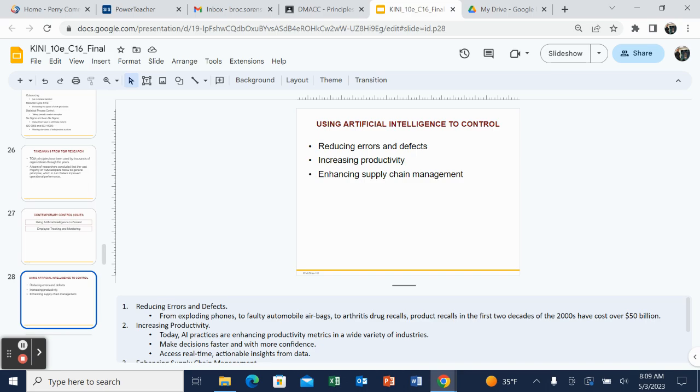From exploding phones to faulty automobile airbags, arthritis drug recalls, product recalls, in the first 2 decades of the 2000s, there was over $50 billion in recalls. That's an astronomical number, where there were just defects within these products that required businesses to essentially take them back and refund customers money, or fix whatever the problem might be and then return the product to them.